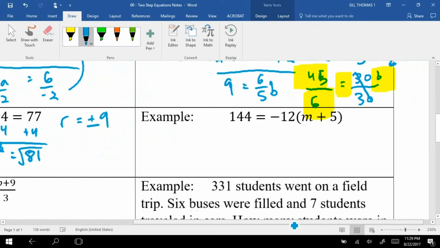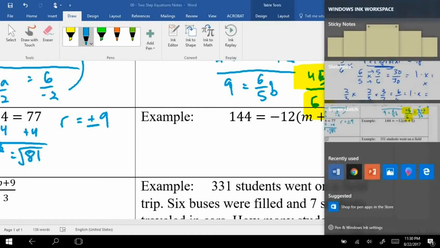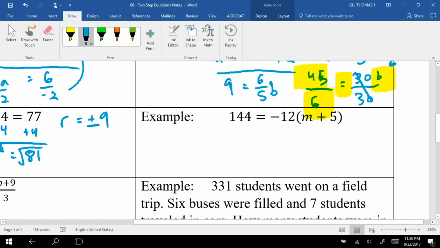We have 144 equals negative 12 times n plus 5. Remember, we could use the distributive property. Let me just write this one down for you. Check this out. Give me that sketch pad. Boom. I forgot the question already, so let me just get out of there.